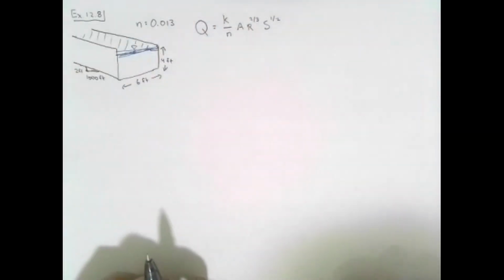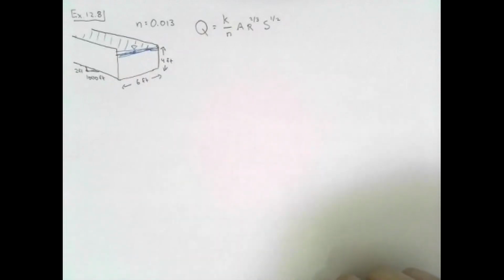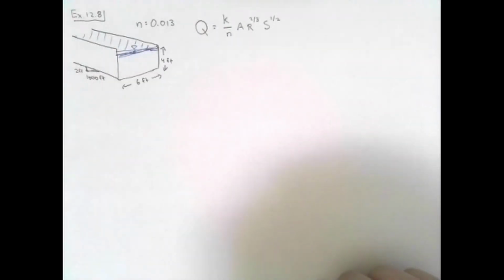So if we want to find the flow rate of an open channel, the first thing you want to think about is Manning's equation. Manning's equation says that the flow rate is equal to K over n times the area times the hydraulic radius to the power 2/3 times the square root of the longitudinal slope. So we want to make sure that we have everything we need for this equation. I'm going to start from left to right and look at all these terms and figure out what we need and what we already have.